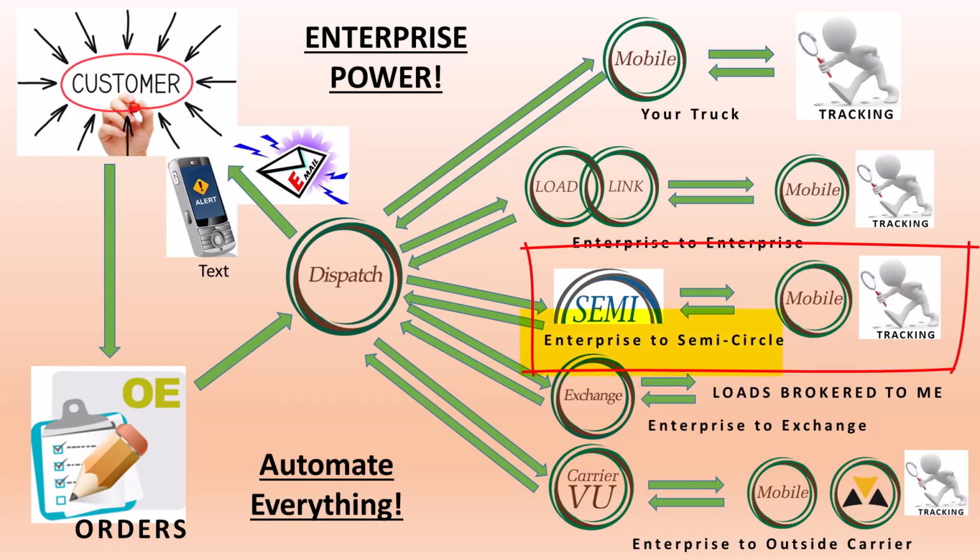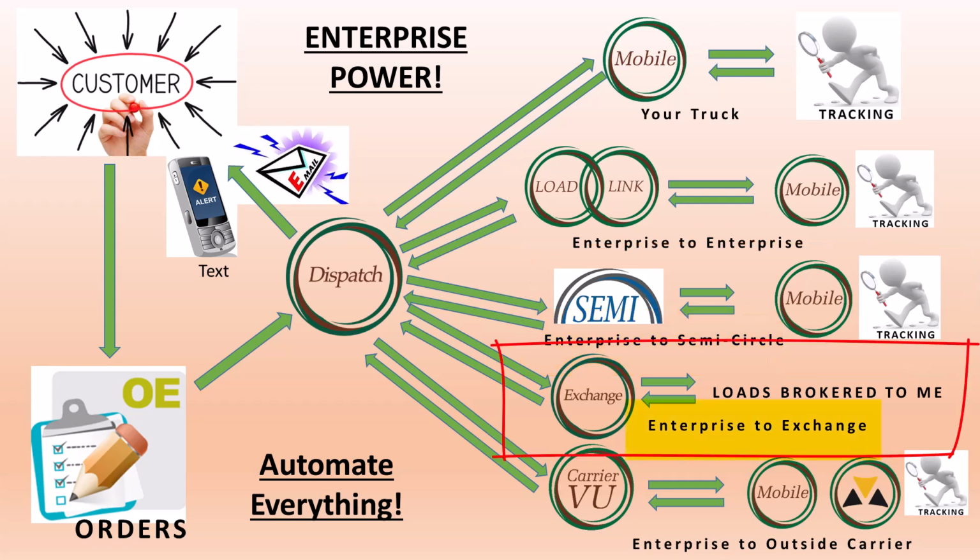If they dispatch to a semicircle level subscriber, the Loads Broker to Me module lets the exchange subscriber assign a Circle Mobile trained driver on the load. The semicircle partner drivers have been fully trained on Circle Mobile. So again, the enterprise subscriber has the same automation and visibility as if it was on their own truck. If they dispatch to an exchange-level subscriber, the Loads Broker to Me module lets the subscriber manually update the load. As long as the exchange-level subscriber updates the load, the enterprise subscriber has the same automation and visibility as if it was on their own truck.